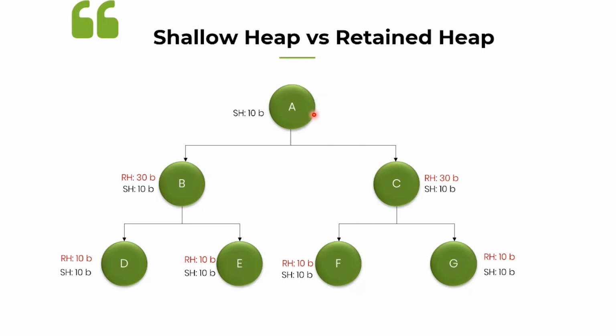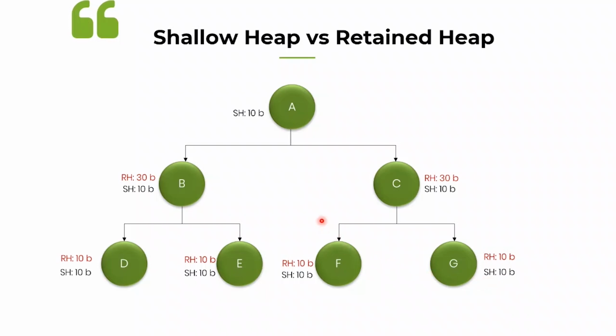What is going to be the retained heap size of A? If A gets removed, this 10 bytes gets freed up. Then if A gets removed, there's no more reference for object B and C, so these two also can be removed. If B and C are removed, then there's not going to be any references to D, E, F and G. So everything can be removed from memory.